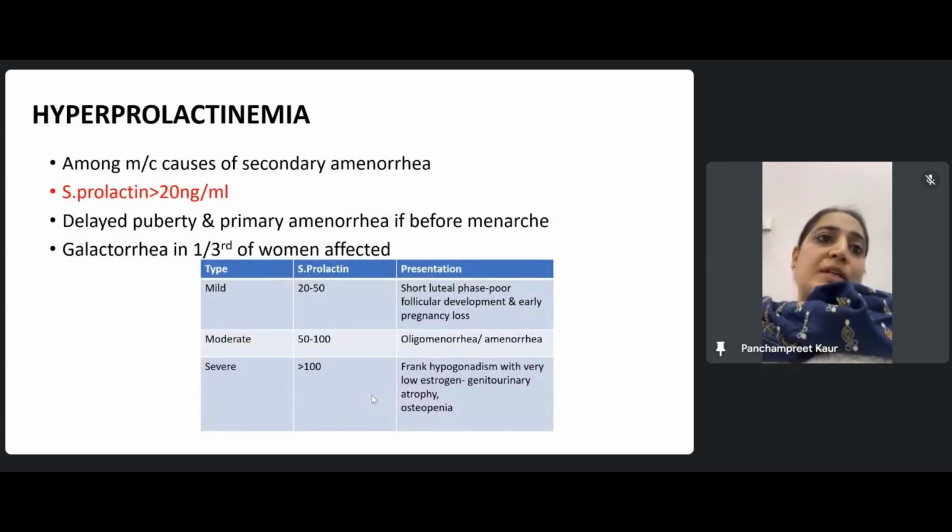Hyperprolactinemia is defined if it is more than 20. Some labs even give a range of 25, I would say. So mild is from 25 to 50. This is from the SPIROV. Moderate is 50 to 100, and severe is more than 100.